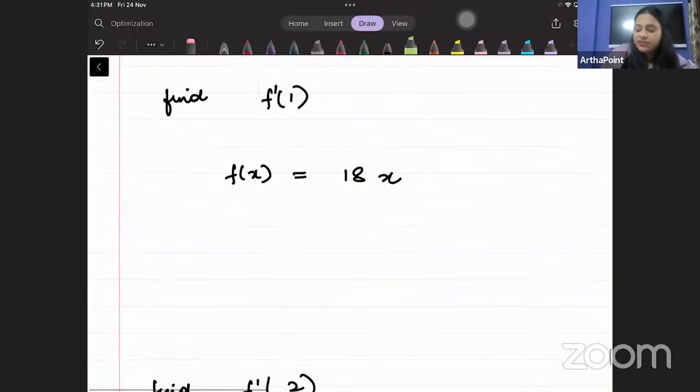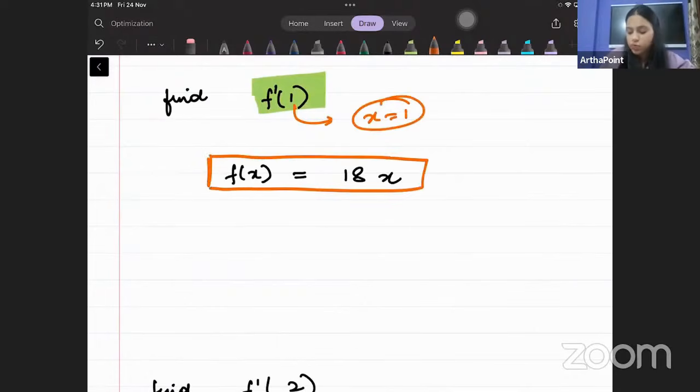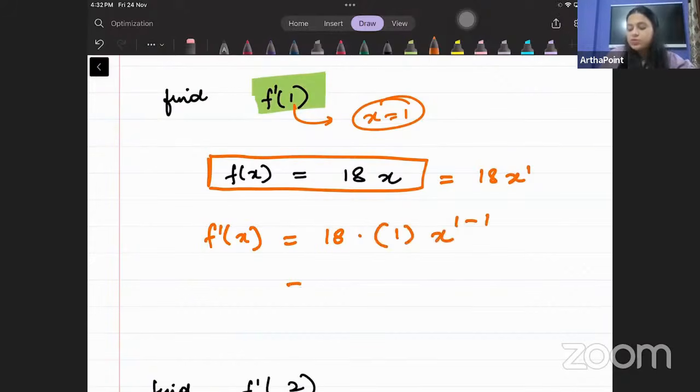Now it says find f dash at 1. मतलब x की value हमें बाद में 1 डालनी पड़ेगी बेटा. fx is given as 18x. So what will be f dash x? So 18 तो constant है. x का differentiation कैसे करोगे बेटा? This is x to the power 1 ना. So power will come down. Power will reduce by 1.